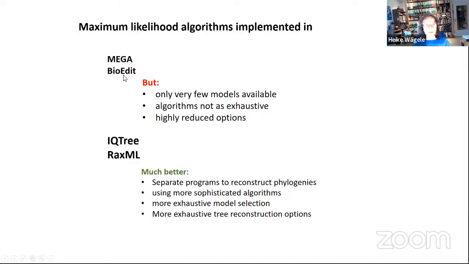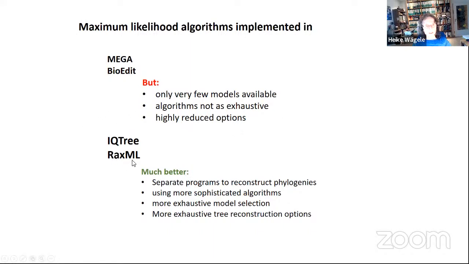When you run a BioEdit phylogeny, you will find the tree within seconds. When you do it in a proper tree reconstruction, it might take hours. So the algorithms are not as exhaustive, and you have only highly reduced options.